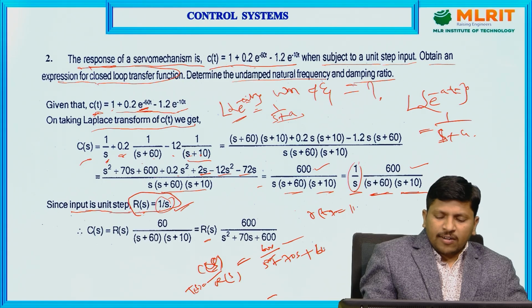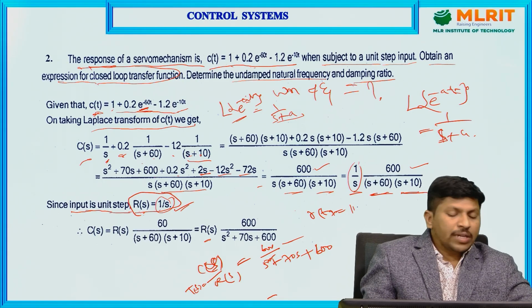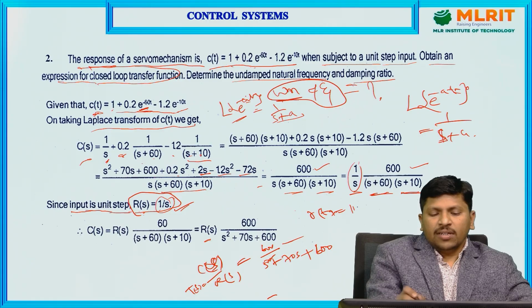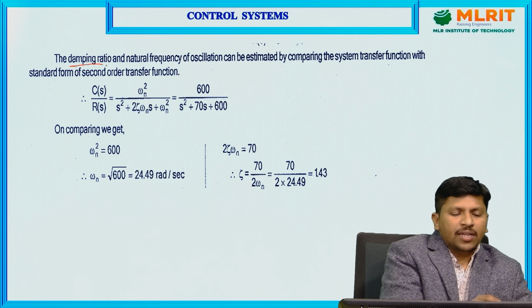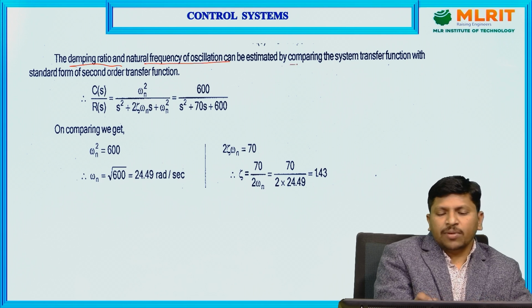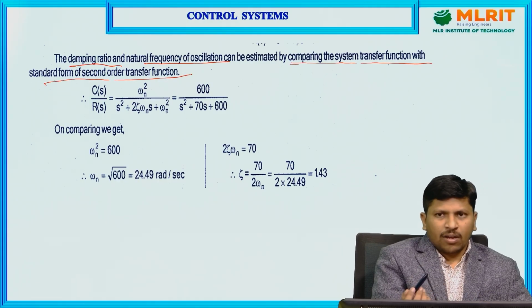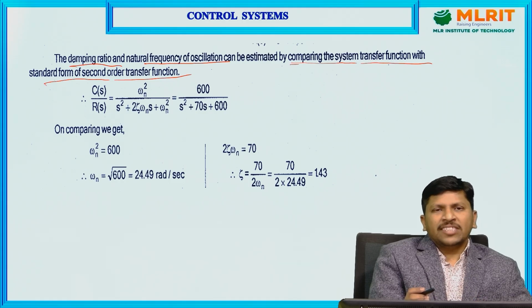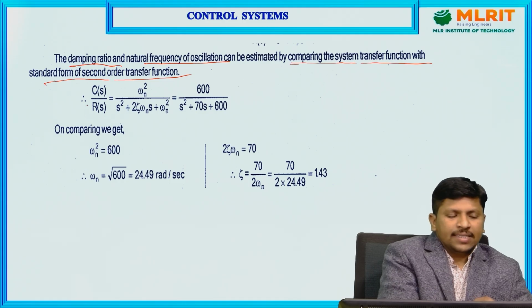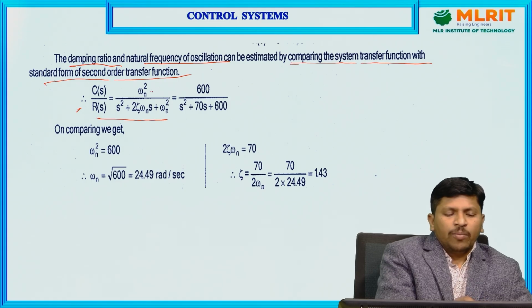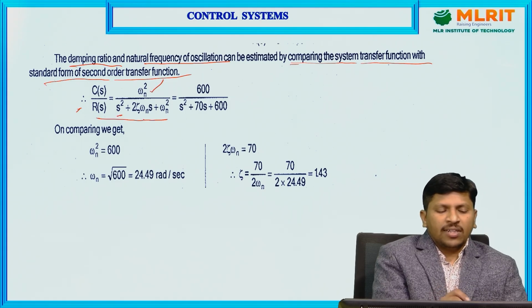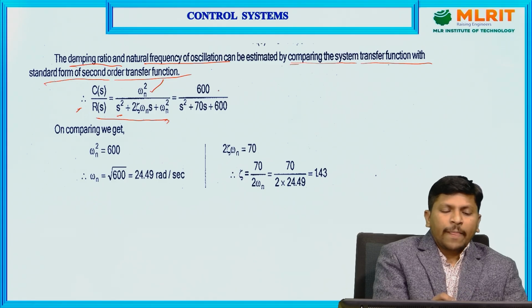From that we are going to calculate two values, the undamped natural frequency as well as the damping ratio. We know that formula. The damping ratio and the natural frequency of oscillation can be estimated by comparing the system transfer function with the standard form of second order transfer function, that is C of s divided by R of s equals omega n square divided by s square plus 2 zeta omega n s plus omega n square, that is equal to 600 divided by s square plus 70s plus 600.